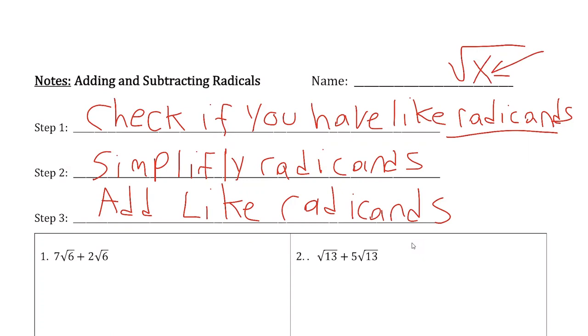But if you have different numbers underneath your roots, then you're going to want to simplify your radicands. You're going to do your factor trees, break them down, because a lot of times when you break them down, you'll see they are like radicands. So step 3, if it's possible, add or subtract like radicands. I should have put subtract as well, depending on the problem. You're not always going to add. But that's the process.